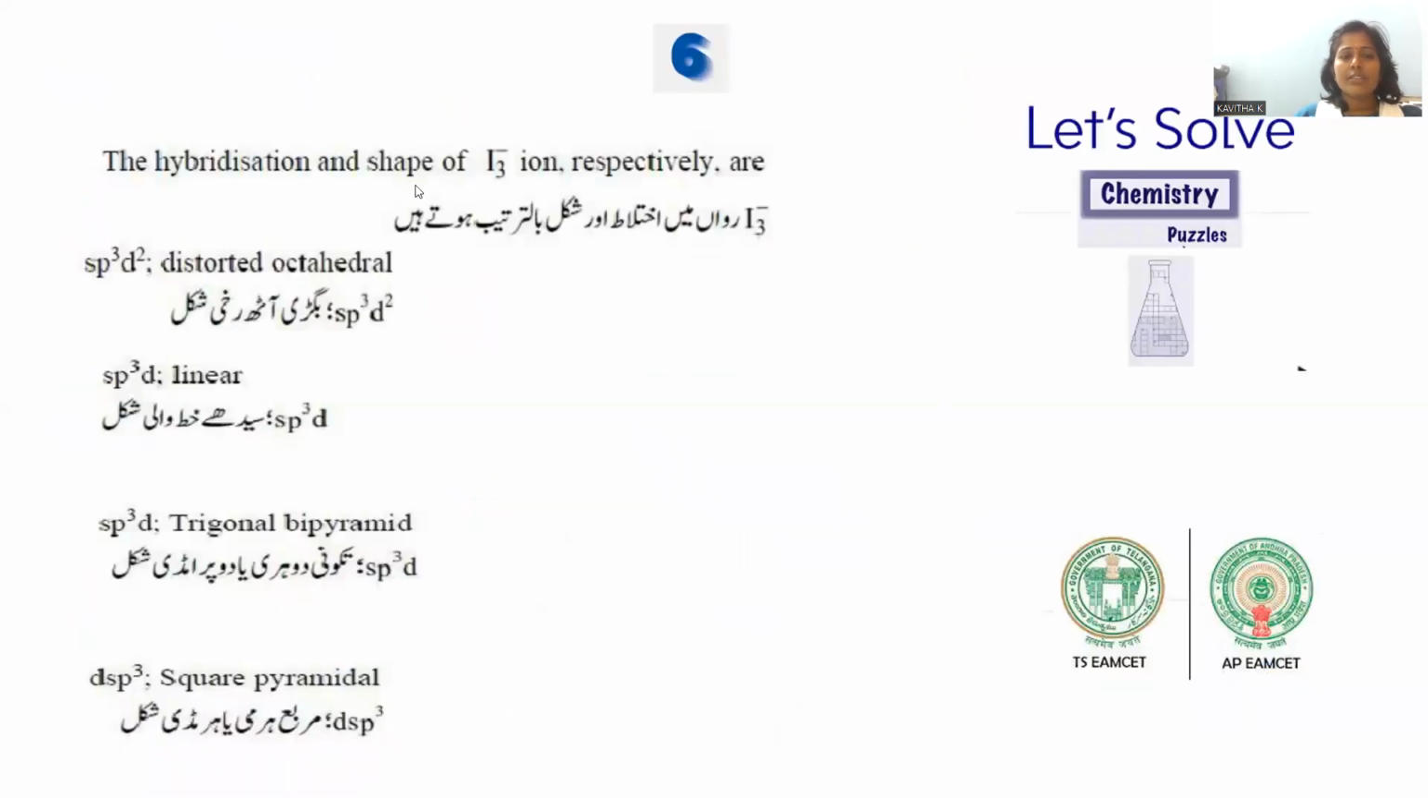The hybridization and the shape of the I3 minus ion. I3 minus, respectively, it might be sp3d2 distorted octahedral, sp3d and linear geometry, sp3d trigonal bipyramidal, dsp3 and square pyramidal. These many options are provided. We have to predict what could be the right answer for this question.